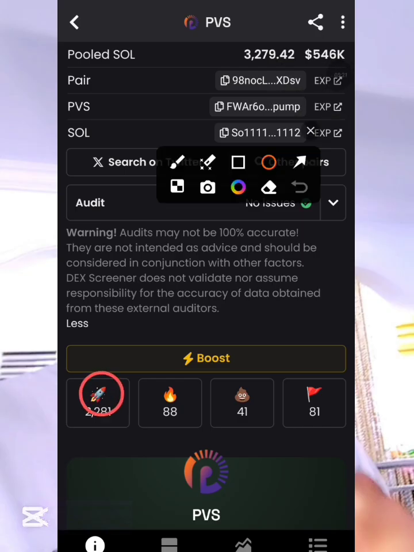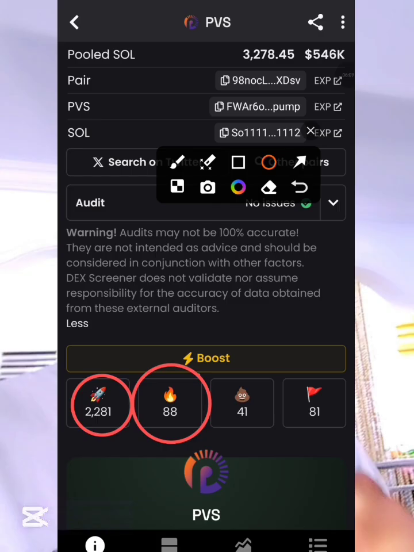Here is the rocket. This rocket simply means positive reactions of people, of the community who are actually dealing with this particular coin. Now we have 2,281 positive reactions. It simply means, yes, this thing is good, this is awesome, this is great. Now the next one is fires. Fire is also a positive emoji, and we have 88 people who reacted to this particular coin that, no, this is great. This coin is on fire in a positive way. So they are encouraging people that this particular coin is great.